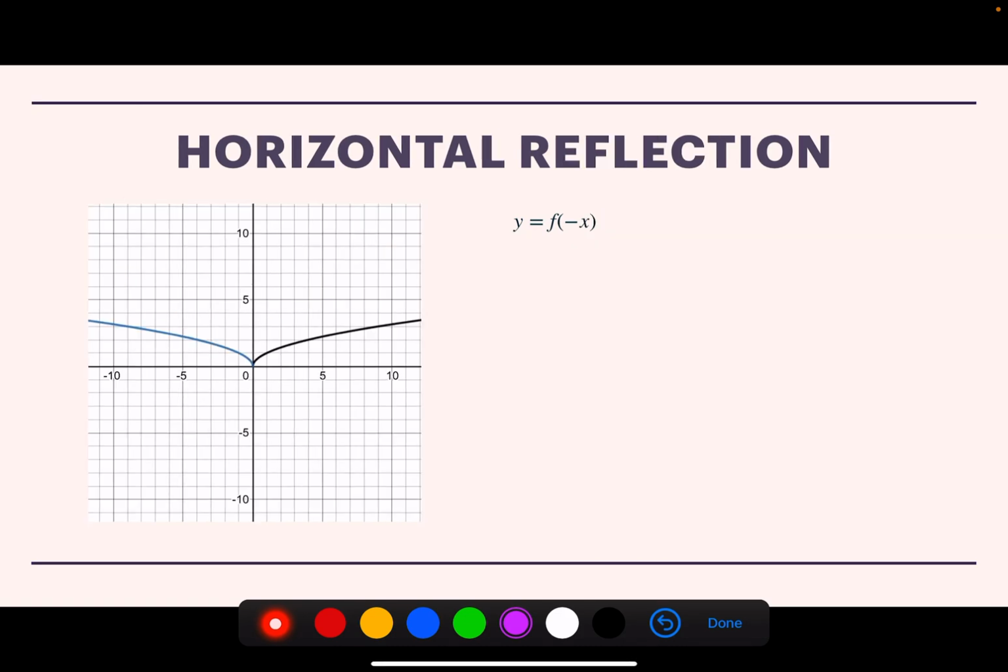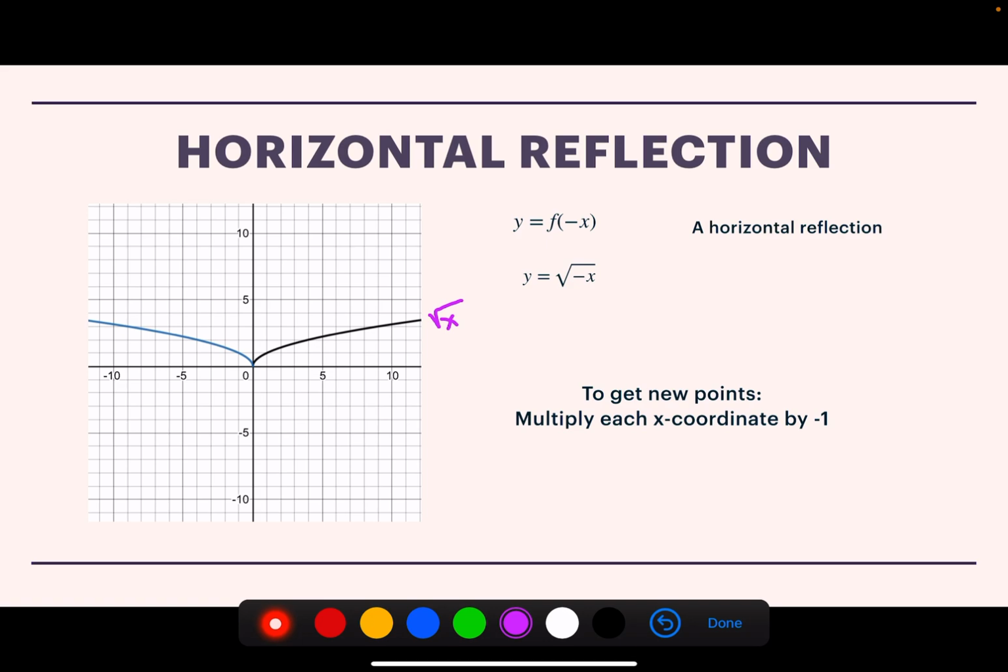Horizontal reflection happens when you apply a negative inside the function. So for example here, again, that black function is radical x, and the blue one is radical negative x, because that negative is happening before I take the square root. So this is a horizontal reflection. To obtain it, you can just multiply each x coordinate by -1. So let's see, if I had the point again 2, 4, I just have to make that x coordinate become -2, 4, and that's a point on my new function.